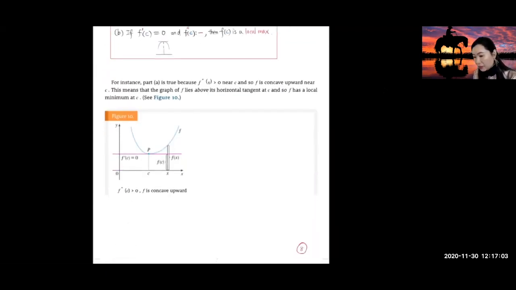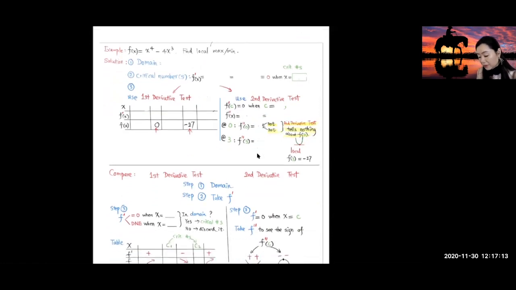Now I'm going to try some examples with you, okay? In this example over here, we're trying to find local max and min. I'm going to use two different methods and compare them side by side, easy for you guys to see. I'm going to use the first derivative test and also the second derivative test to find local max and min. For both of them, the first step is to find the domain.